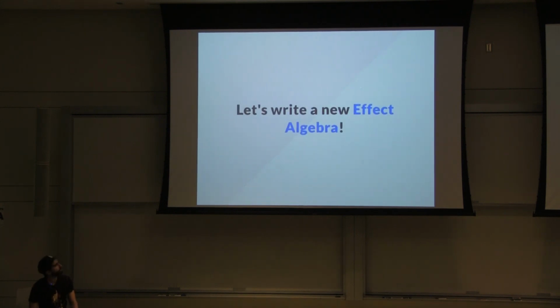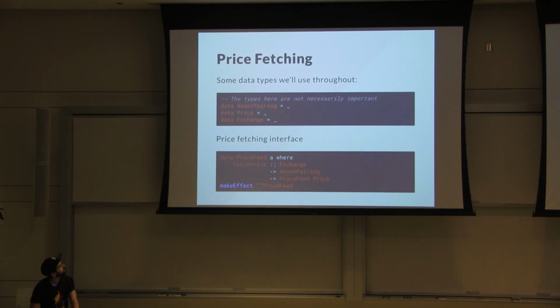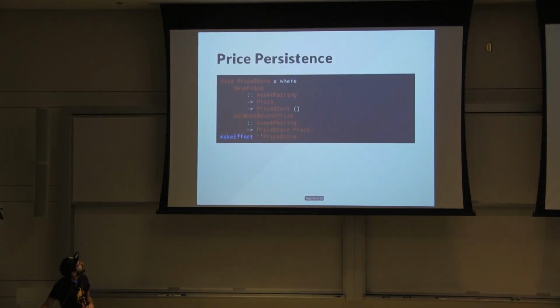So let's write a new effect algebra. First of all, we have this feed where, given an exchange and a pairing, we're going to have some effect that yields a price. As far as I can tell, that's the only thing that we need for that particular algebra. The types of asset pairing, price, and exchange are totally not important for this example. And then we might have something like a persistence, where we want to save it and retrieve it from that persistence. So we have a price store, which, given a pairing and a price, we can save, and then look it up by pairing and get the most recent one.